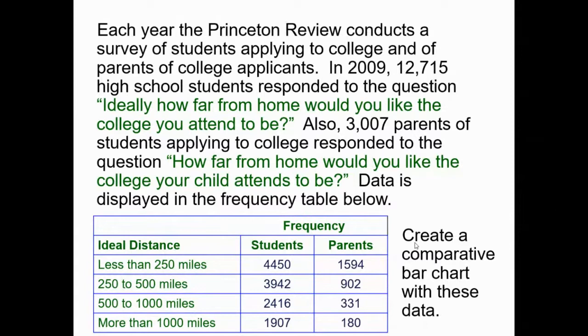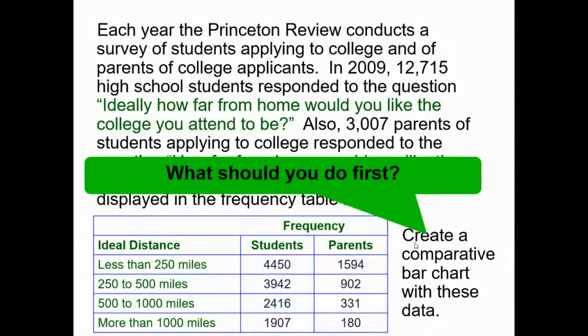So just before we even do the graphs, what do you notice here between parents and students? More students would rather stay closer to home than further away. Same with parents, they want their child closer to home than away from home. There are more students than parents. That's right. So we've got to level the playing field. To do that, what do we have to find first?